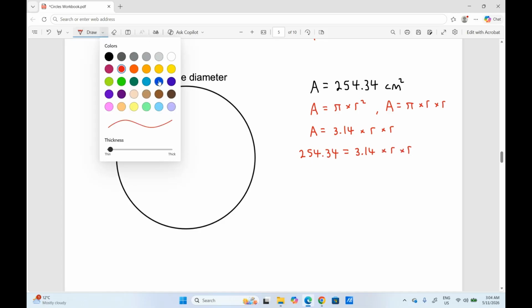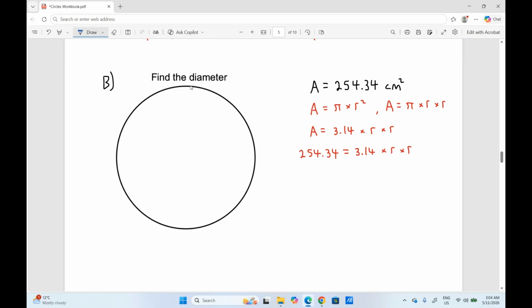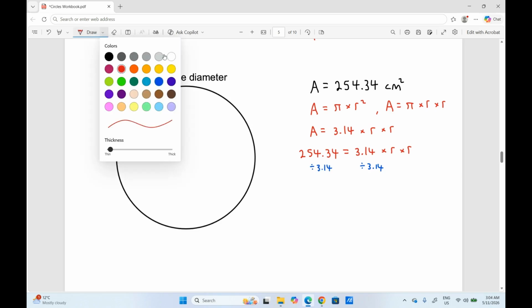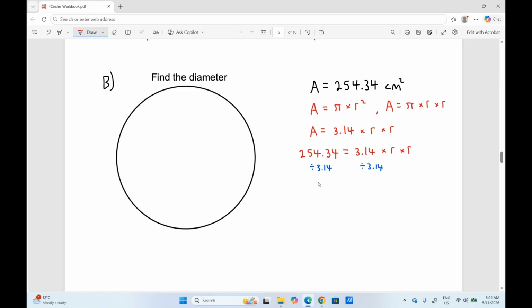In this case here, I want to find diameter, but I have to find radius first, it looks like. So what I'm going to do is solve this equation by dividing both sides by 3.14, like how we did previously. Upon dividing by 3.14, 254.34 divided by 3.14 is going to be 81. And 81 will equal r times r.